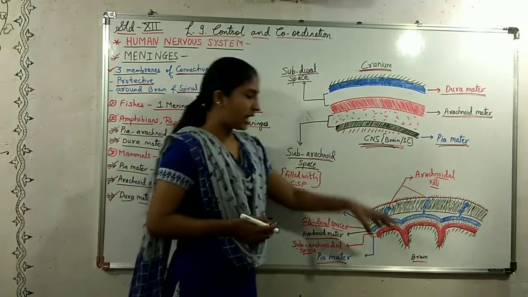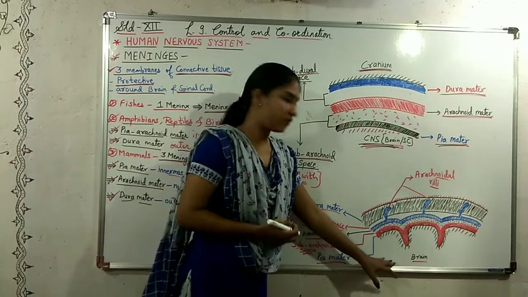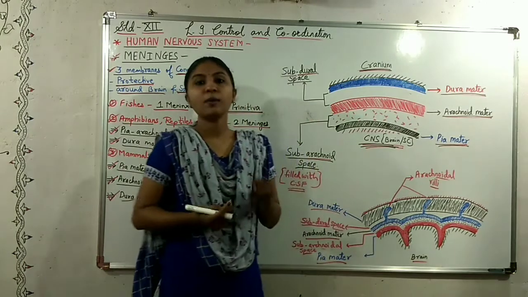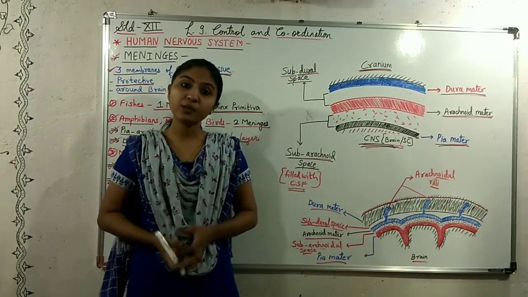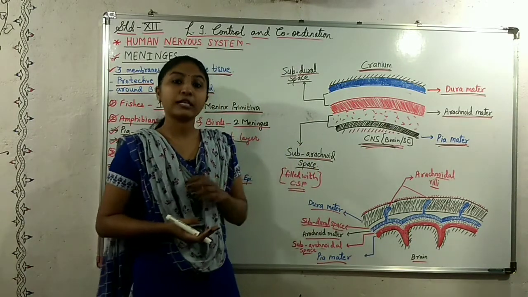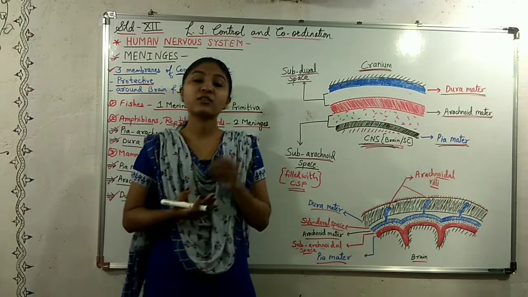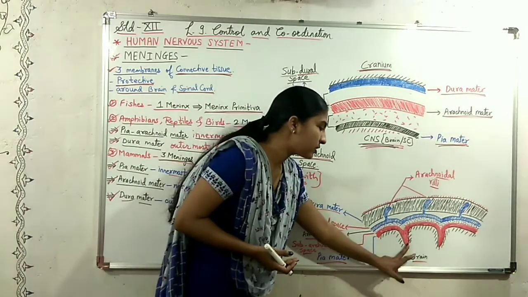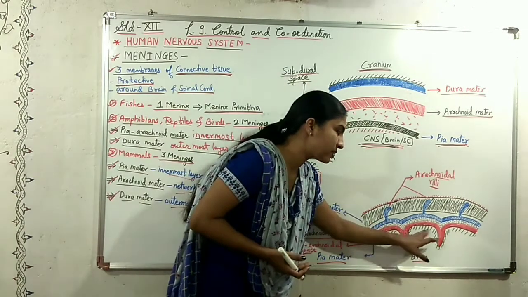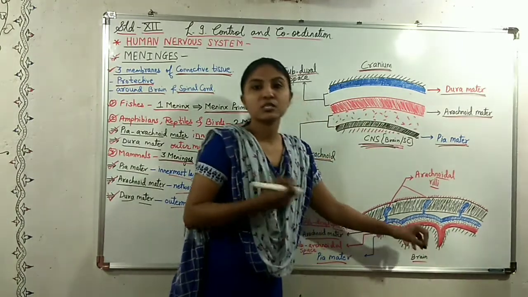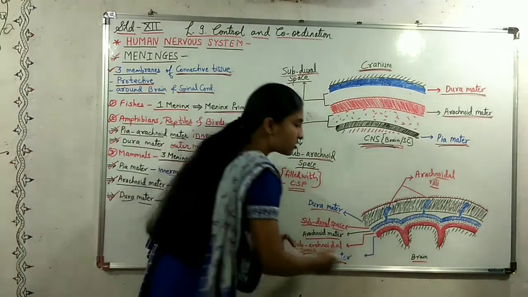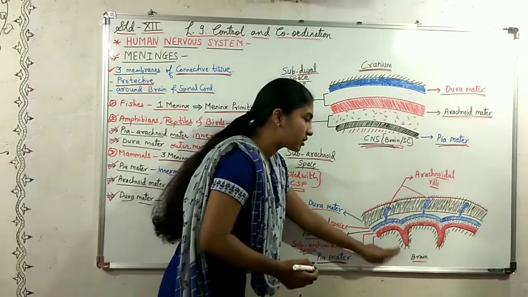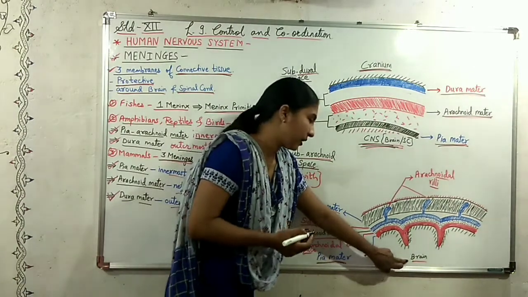So if we have to see the actual diagram of it, it will look like this. Suppose this is the brain. As we know, the surface of the brain is not smooth. It is a rough surface. It has ridges and depressions in it. These are the ridges and these are the depressions in the surface of the brain. Here this red colored part is the pia mater. It is attached to the organ, that is brain.